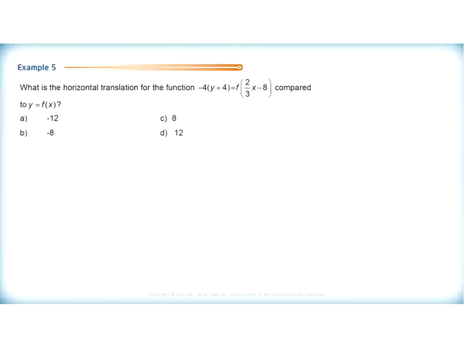Example 5. What is a horizontal translation for the function that you see here compared to the function y equals f of x? All we're looking for is the horizontal translation here. So again, we need to rewrite this as f of 2/3 outside of x subtract what number will give me 8. Think about what I just said: 2/3 times what number will give me 8.